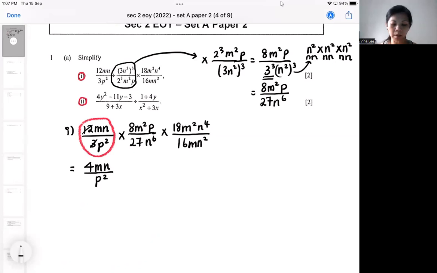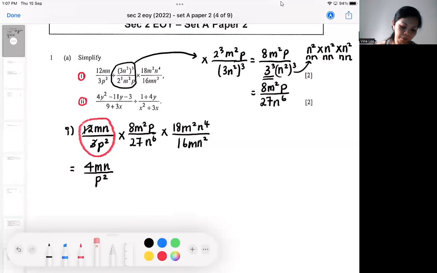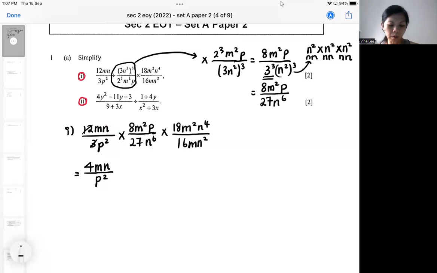And nothing else that I can cancel further for the first fraction. So before I multiply, I can choose to simplify first. Of course, you can multiply already, then simplify. But here, because we are dealing with 3 of them, I think it might be easier if you simplify first.